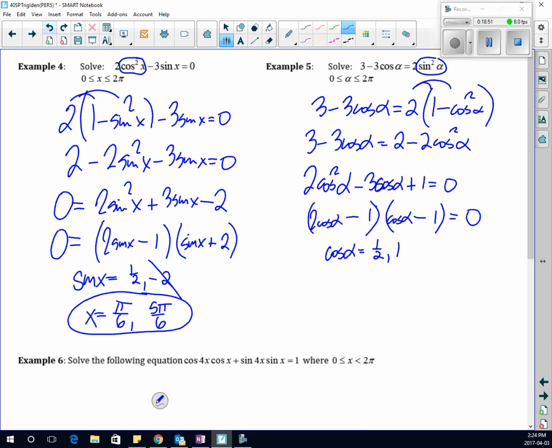Am I going too fast? Okay. Alpha equals, where's cos 1/2? A pi over 3, very good. And 5 pi over 3, very good. And where's cos 1?